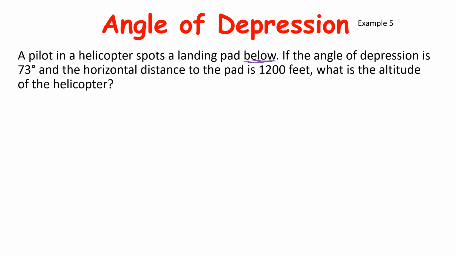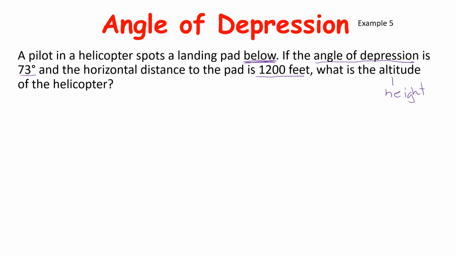The pilot spots a landing pad below, letting us know that that is depression. This problem actually tells us the angle of depression, but sometimes it will not. All right. If the angle of depression is 73 degrees and the horizontal distance to the pad is 1,200 feet, what is the altitude of the helicopter? Remember, altitude means height. And I'm going to actually draw my picture because you may ask, how did she know to draw that triangle in the previous problems? And so just looking at that information, let's draw it.